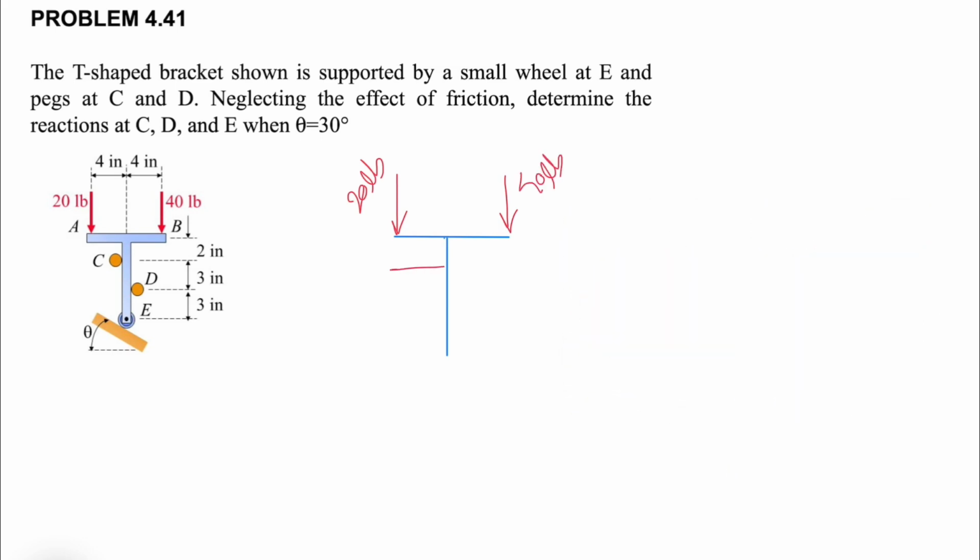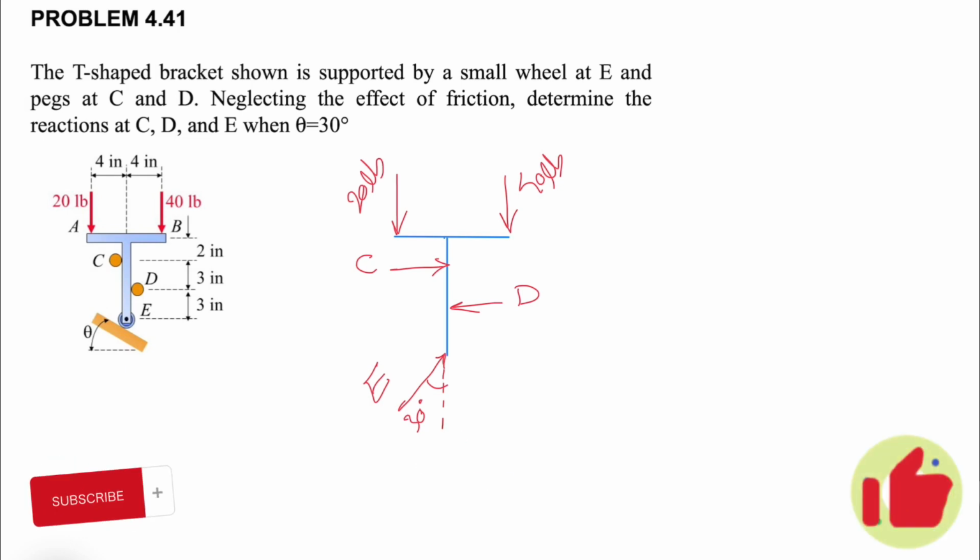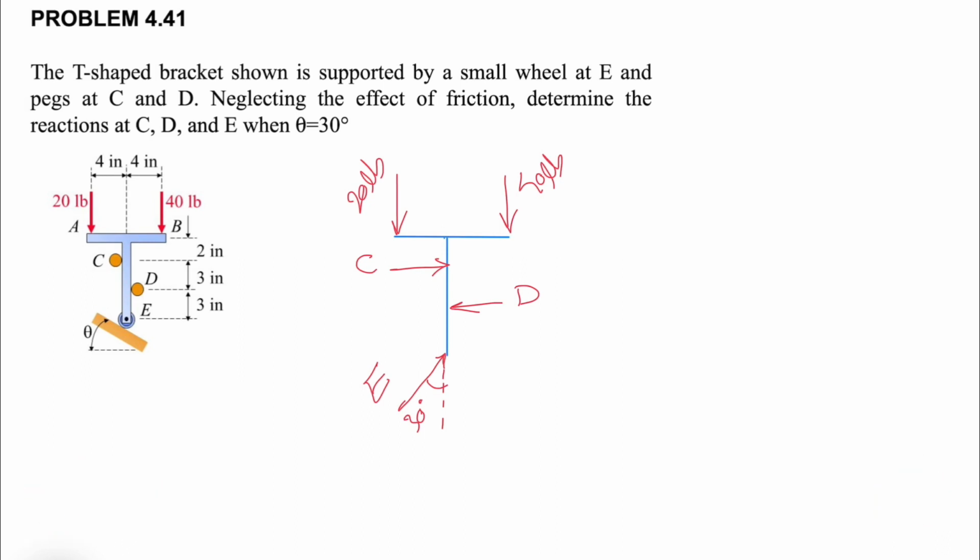So we have this 20-pound force that is applying on the left side of the T-shape, and we have 40 pounds. We have this reaction at C, and at D we have this reaction, let's call it D, and E will have this force E. If you want to find this angle, we'll have the angle theta, which from the question we know is 30 degrees. And that's all the forces that we have in this question, and all we need to do is just apply our equilibrium equations and we can find the unknowns that we have.